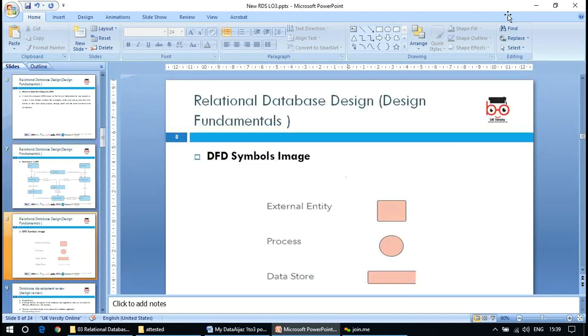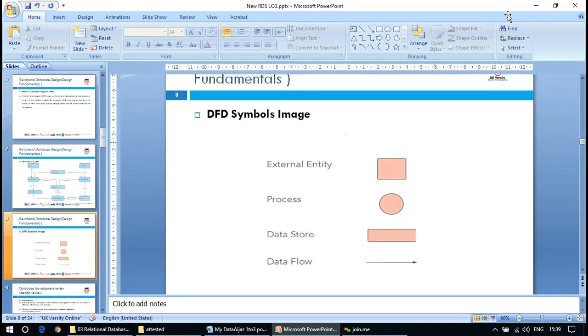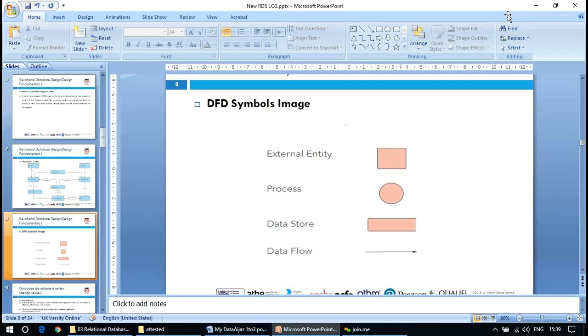Okay. So data flow diagrams could have these symbols, maybe many more, like you represent the external entity like this, process with the circle, data store with this half, the data flow using the arrow, yeah.